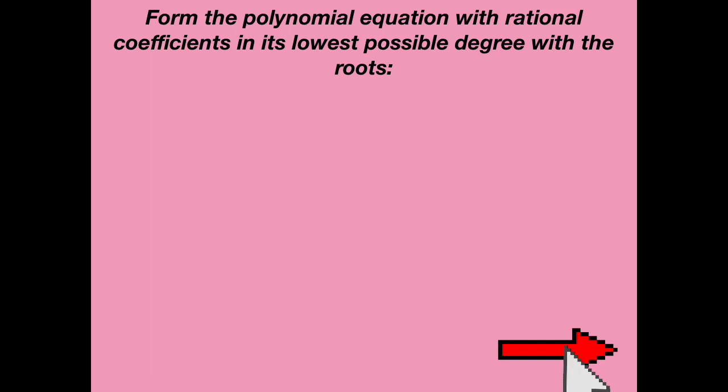Form the polynomial equation with rational coefficients in its lowest possible degree with the roots square root of 2 and i square root of 2. Just a reminder that all square roots and imaginary numbers come in pairs. The first step is to write all the roots equal to x.